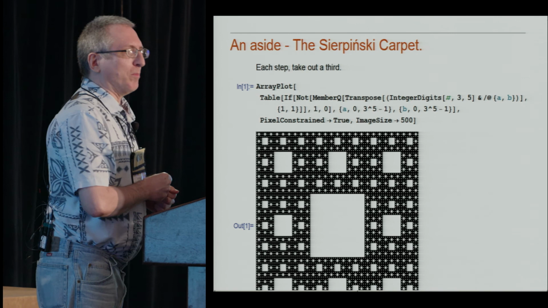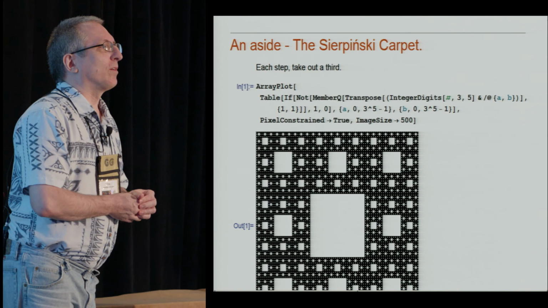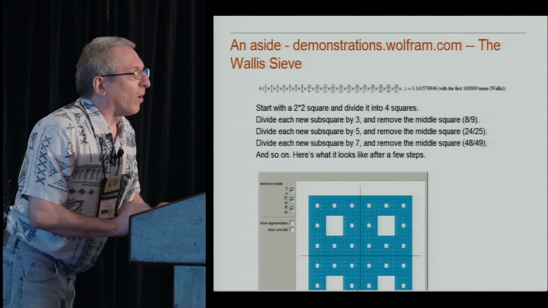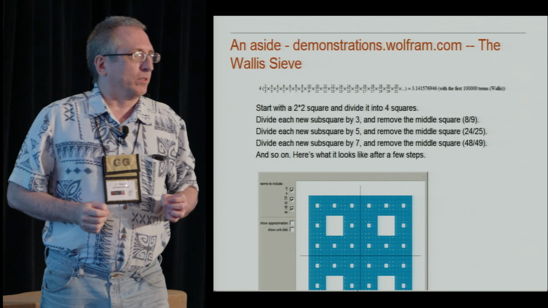And a few months ago, Pi Day was coming up. And when you work at a math company, Pi Day is like a big meteorite coming at you at full speed. I needed something for Pi Day that was new. And I remembered something called the Wallis sieve. This is something at our demonstration site. We just went over 10,000 math demonstrations. And if instead of the middle thirds, you take out the middle thirds, then the middle fifths, then the middle sevenths, then the middle ninths, and so on, you get this object that has a limiting area of pi.